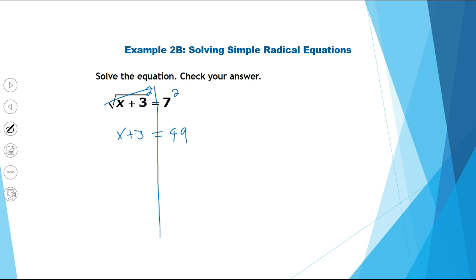So if I want to solve for this x, now all I need to do is focus on what was inside the radical, which is that plus 3. So I'll have to subtract 3 to get rid of it. X will equal 46.